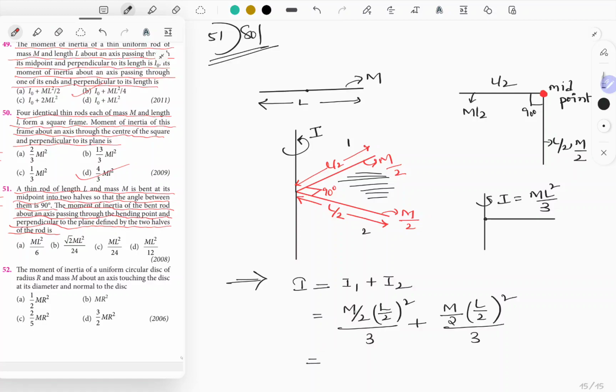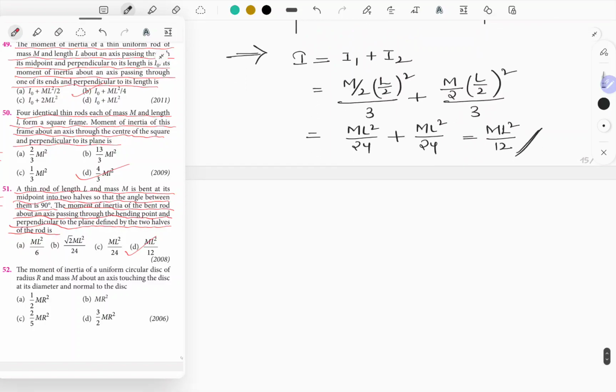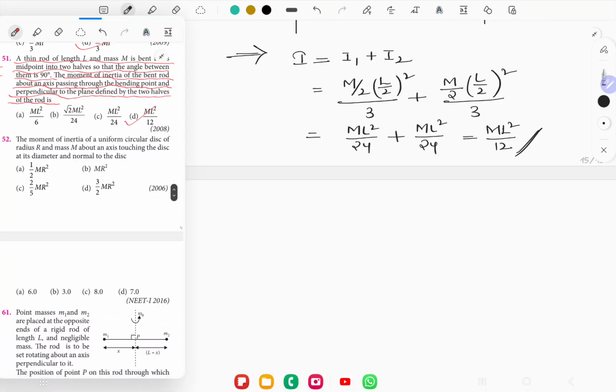So the final answer is going to be M by 2 into L square by 4. 4 into 2 is 8, 8 3s are 24, isn't it? So we are going to get ML square by 24 plus this is also ML square by 24. If you add these two values, we are going to get 2ML square by 24, which is ML square by 12 as the answer. Which option matches? Option D is the correct answer. Is it clear? That's all. This much easy it is once you understand how to apply. Okay, let's solve the next question.